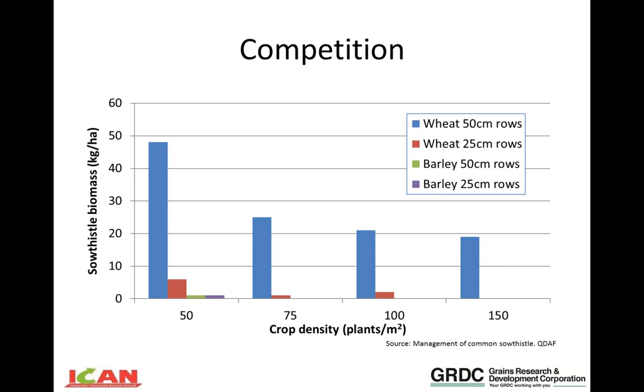So the take-home message here is, if you have paddocks where sowthistle is a persistent problem, you might consider planting barley instead of wheat as your winter crop rotation. But if planting wheat, consider narrow row spacing.